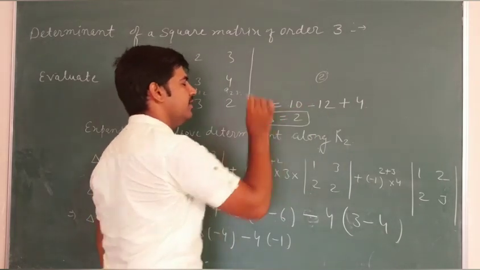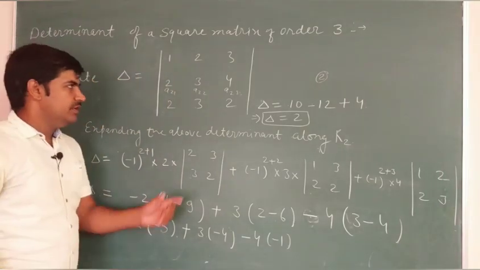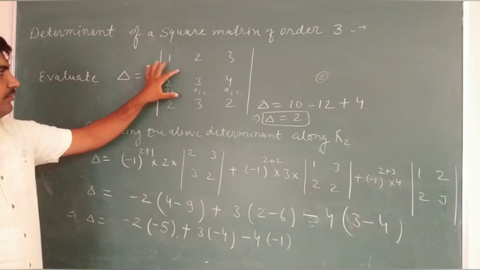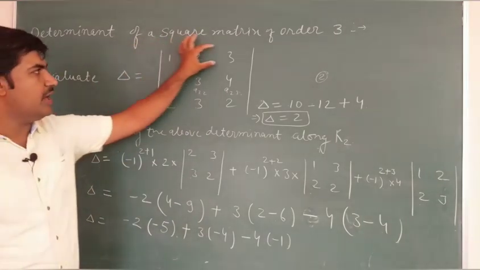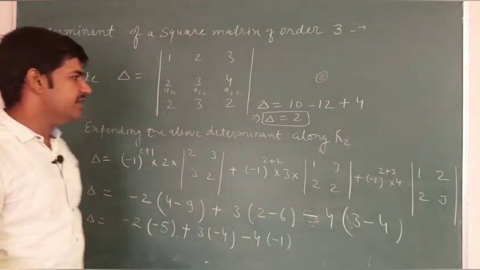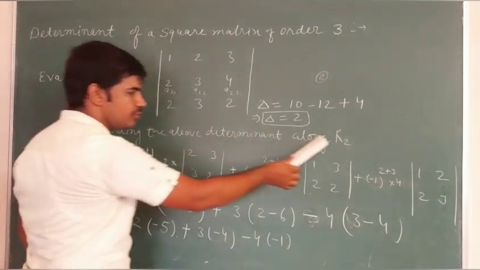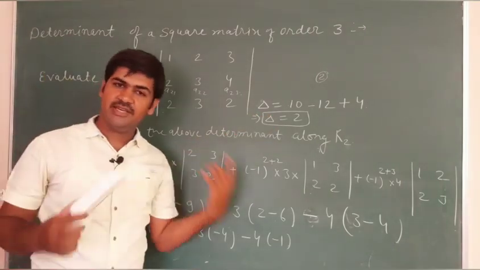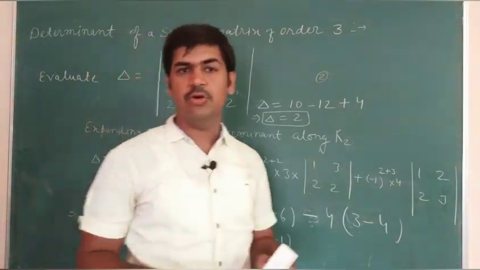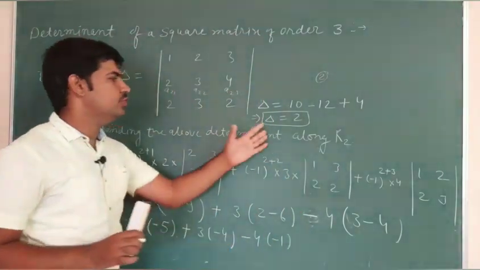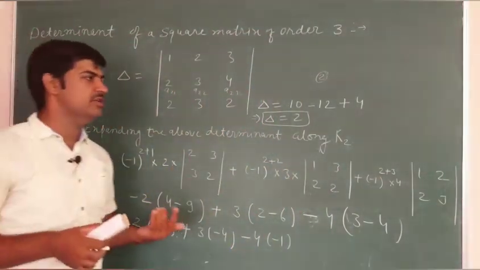So here as well, in the previous way, I expanded along R1 and I got the value of this determinant as 2. Now I have expanded it along R2 and I have got the value of this determinant as 2. You may expand it along any row or any column. The value of the determinant will obviously be the same.